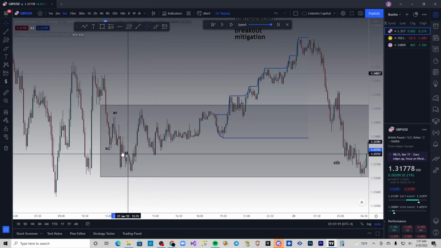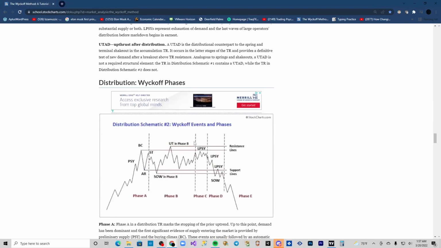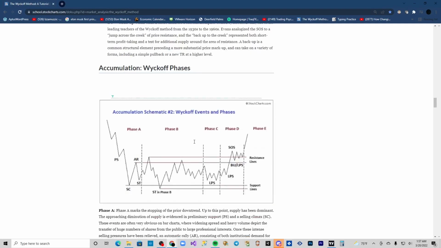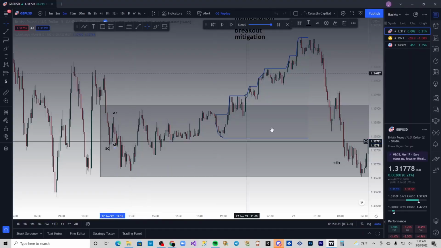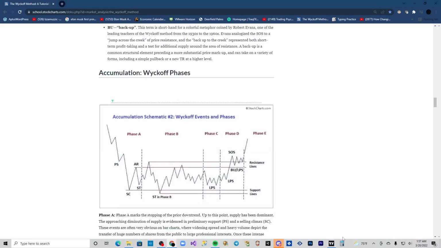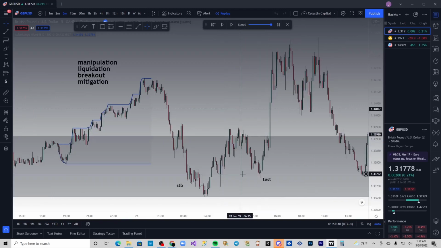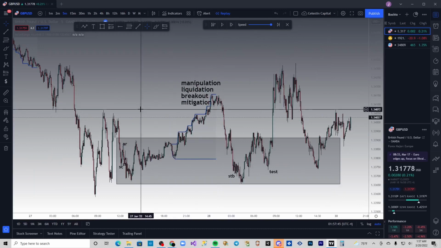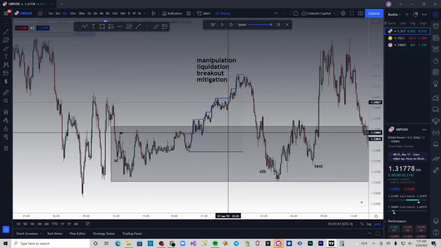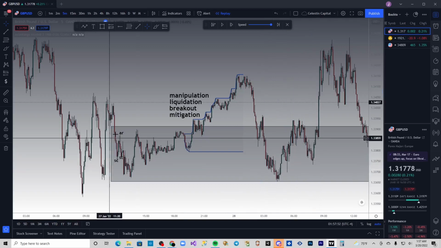We got the ST. Let's see the accumulation schematic. We got the ST right here. Then we got the STB over here, as you see in the schematic picture. STB right here. And then finally, we get the test all the way over here and for price to continue to the upside. But because we know these 4 principles, we don't have to remember all this. We can easily get rid of this. We don't need all that, right?